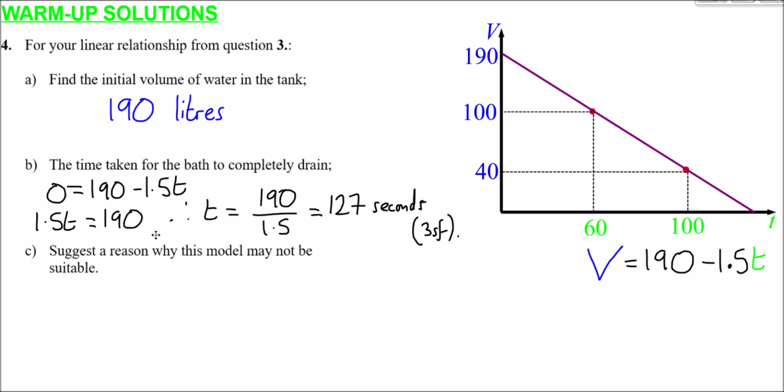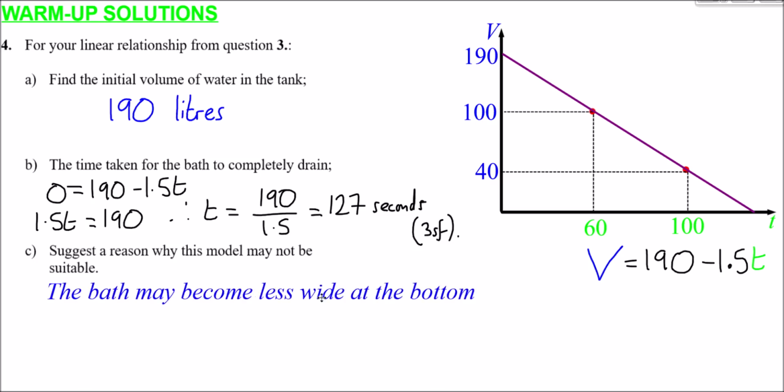The 2 main suggestions I have are, first of all, the bath may become less wide at the bottom. Most baths do. So it won't drain in a uniform fashion. The rate of drainage won't be constant, it just never is. That might be because the bath might become less wide at the bottom, or you could just say the bath might not have an equal width throughout. It might not have a uniform cross-section, would be another way of saying the same thing.